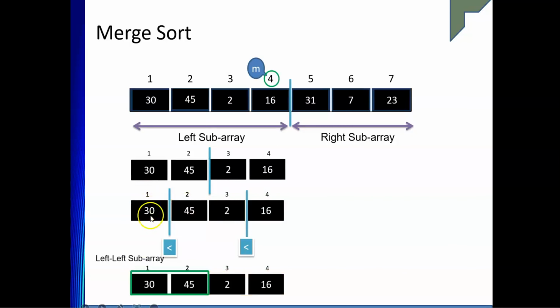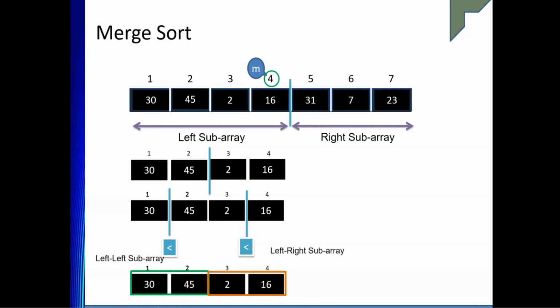See here, once I break down into 30 and 40, 45, so which one is lesser? 30. Okay, so I have 30 and I have 45. Here lesser is 2 and I have 16. Otherwise, you see, again we do a comparison, and then this is one left sub array that I have created, and this is one right sub array.